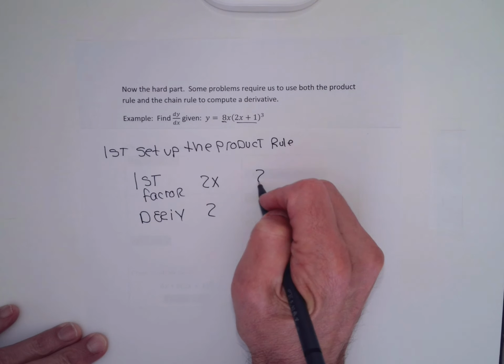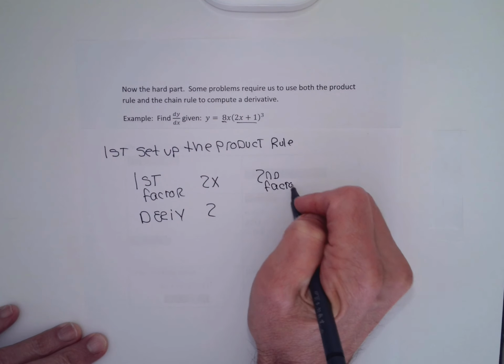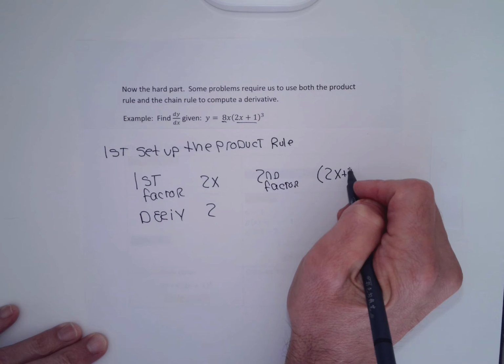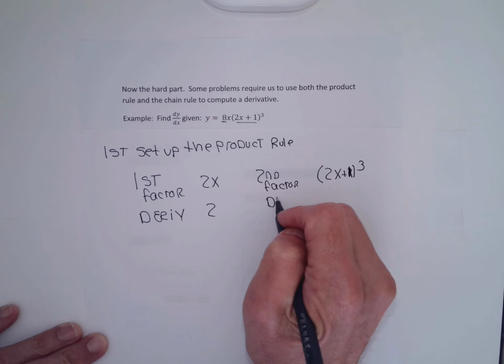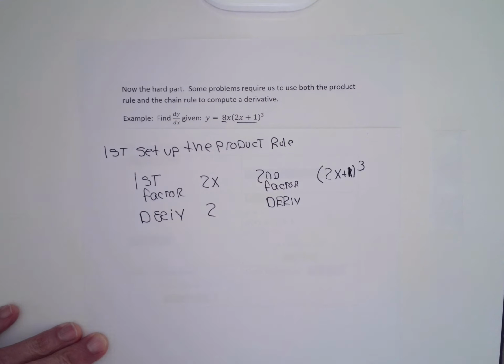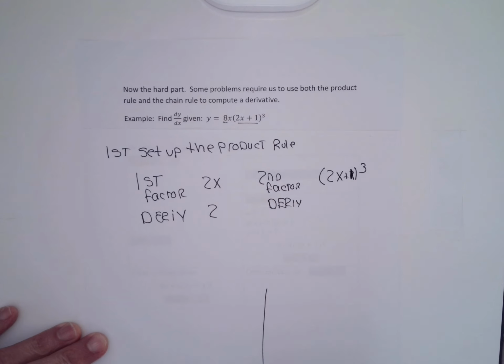And then I write the second factor. This is where bad things happen. The second factor is 2x plus 1 cubed. And now I need to write its derivative down. This is where the chain rule is coming into place. Now I have something that's permissible for the chain rule. Let me do this derivative down here.